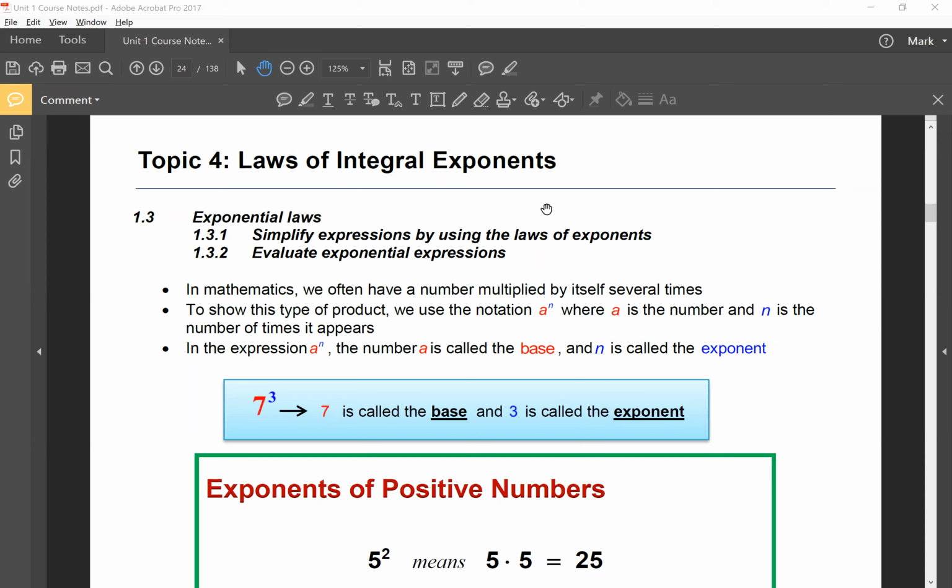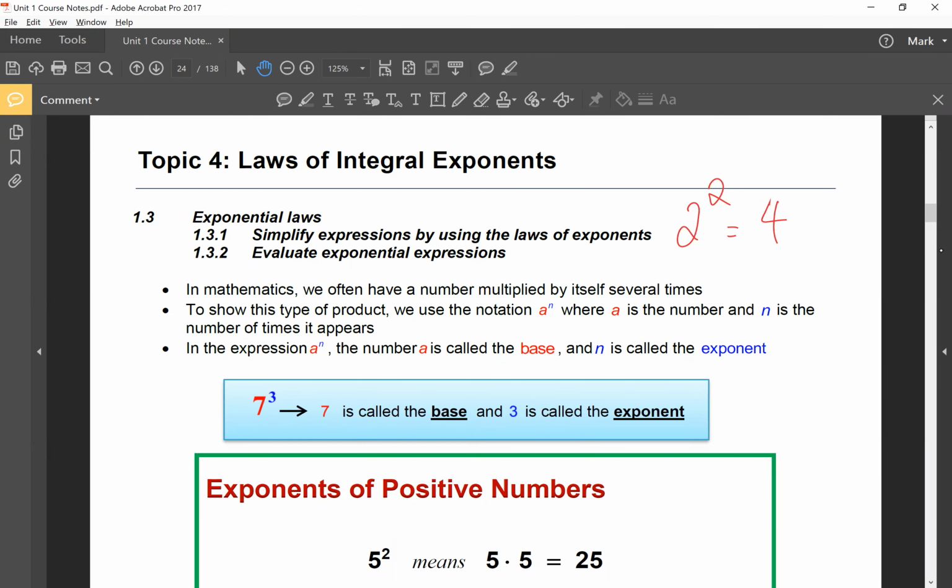All right, topic 4, laws of integral exponents. This sounds really complicated, but it's basically the laws of exponents. Now remember, the exponent is, I had somebody in the other class the other day mention, the power, or to the power. That's what an exponent is. 2 squared, we would say 2 to the power of 2. That's 4. And you can use your calculator for most of this stuff.